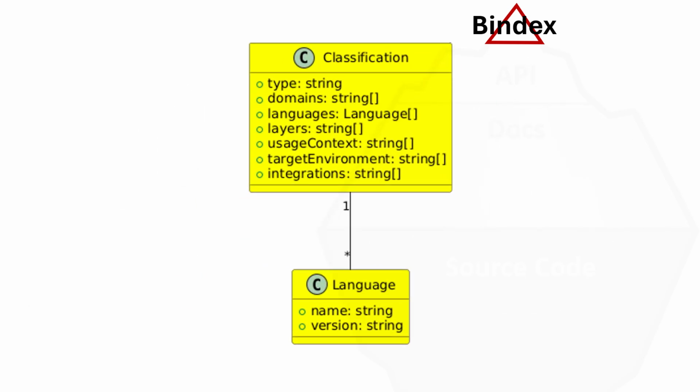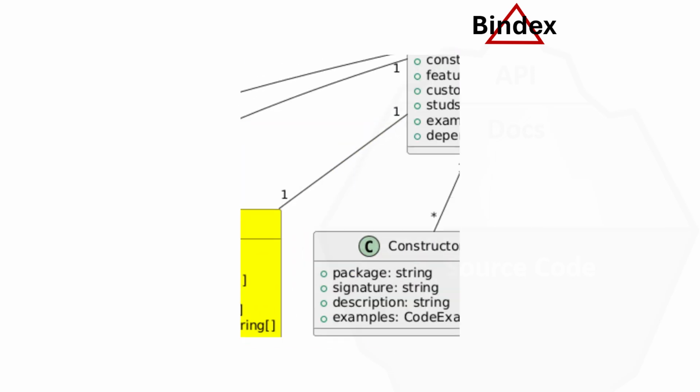Let's zoom in on the yellow block in our diagram, classification. This is the brain of our discovery system. When a developer or AI searches for a library, we don't just match keywords in file names. The classification block defines the domain, target environments, architectural layer, and supported programming languages. This rich metadata powers high-precision semantic search.